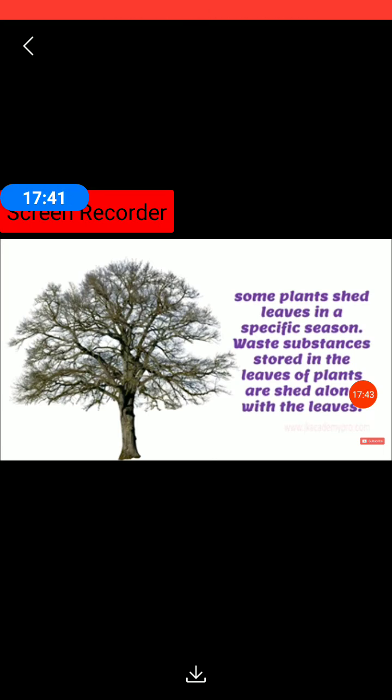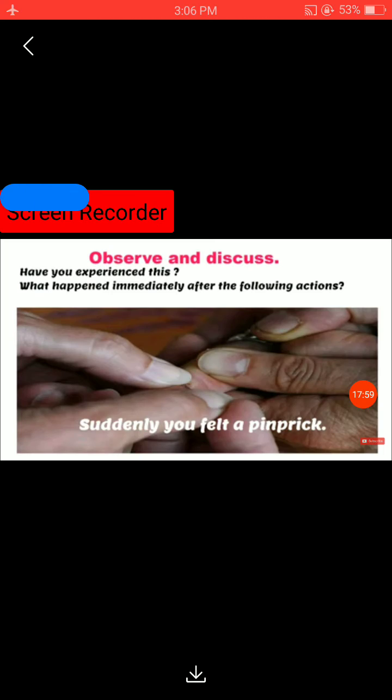Some plants store these waste substances in the leaves and get rid of them by shedding. So you can also see how the plant is storing these waste substances in it. Now, we have discussed that if light is flashed into our eyes, what will you feel? Yes, you will feel some response.